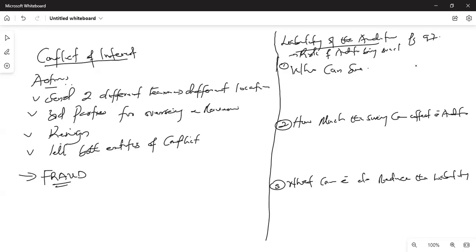So who can sue the auditor? Of course, the auditor is appointed by shareholders. And if they don't do their work as needed, the shareholders can sue them. It's automatic, because they owe them duty of care. Then if we know that the financial statement is for shareholders, but if they publish the financial statement, anybody who sees it can also take advice from it and make some investment decisions. So third parties can also sue.